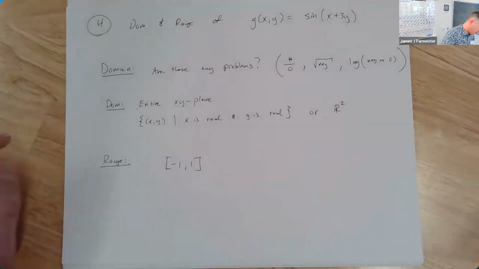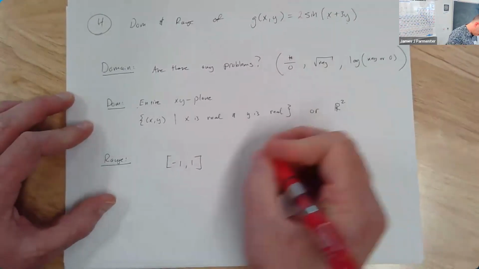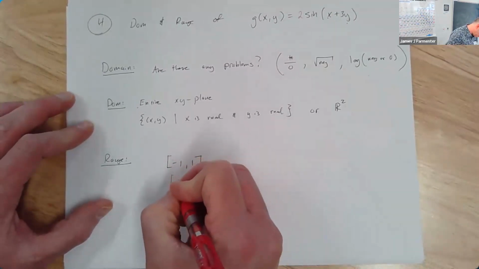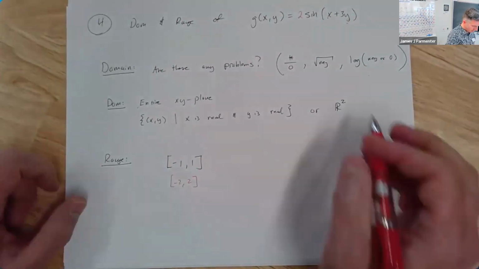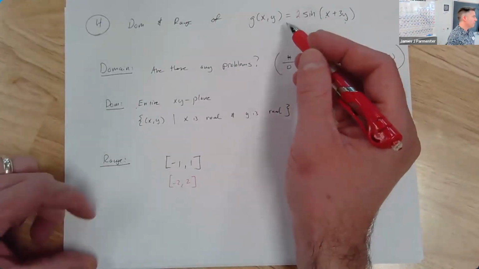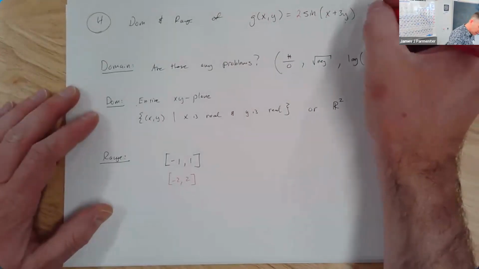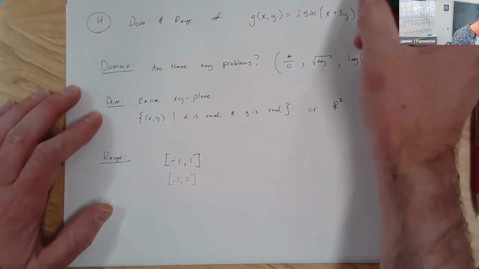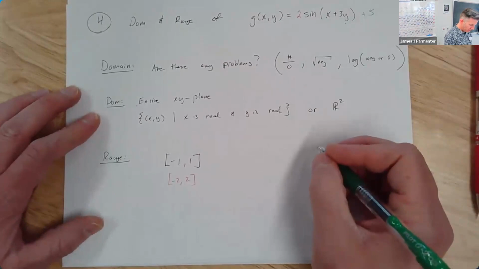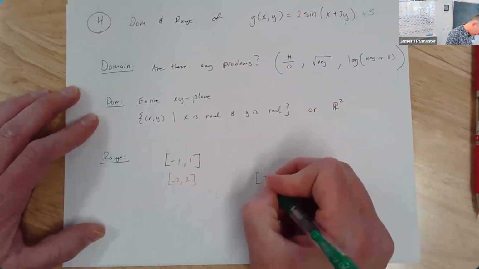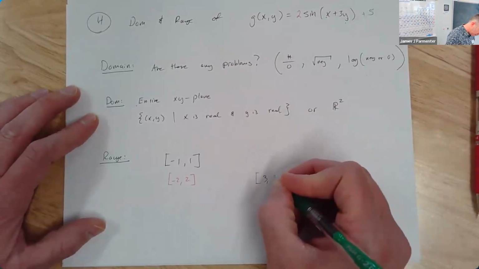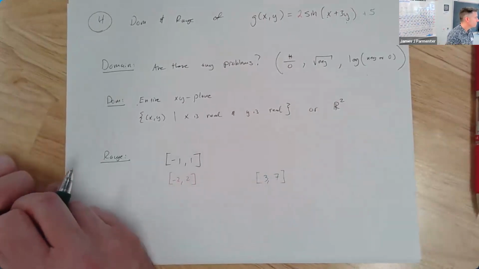If there was a 2 here, then our range would be -2 to 2. Exactly. This number here is the amplitude of the sine function, and it definitely changes your range. And if you added 1 or added 5, then the range would be -2 plus 5 to 2 plus 5. Cool.